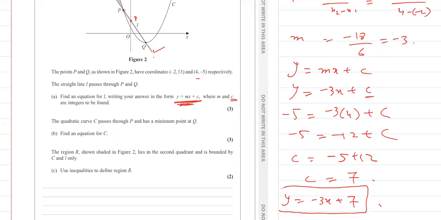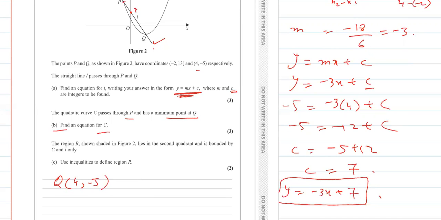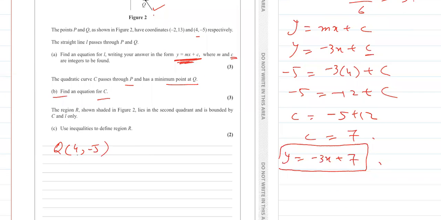We found this one. Now the second part is saying the quadratic curve C passes through P and has a minimum point Q. Find the equation of C. Q is the minimum point. It is given that Q is here, that we have 4, -5. If for a quadratic curve the minimum point is given, you know very well how we find it.